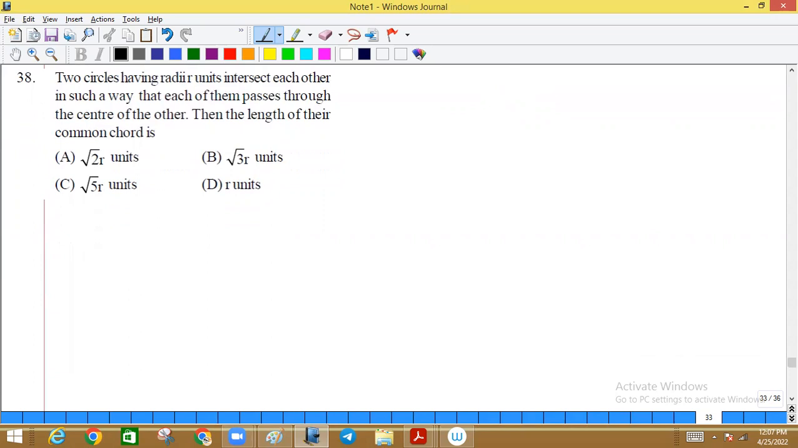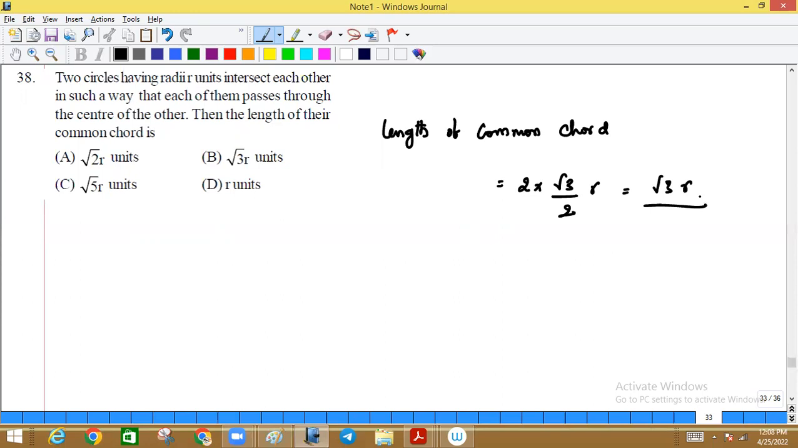Two circles having equal radii intersect each other in such a way that each of them passes through the center of the other. Then the length of the common chord when each circle passes through the center of the other. You remember the length of the common chord? Length of the common chord is 2 times the height of an equilateral triangle. So what is it? It is √3 times r. Okay, we solved it.